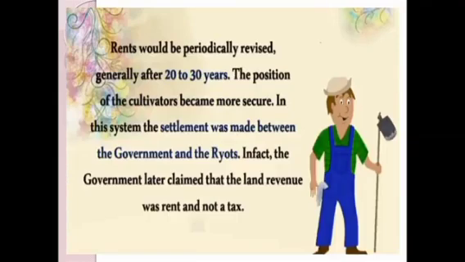Then, rents would be periodically revised, generally after 20 to 30 years. Then, the position of the cultivators became more secure. In this system, the settlement was made between the government and the ryots, which means the farmers. In fact, the government later claimed that the land revenue was rent and not a tax.